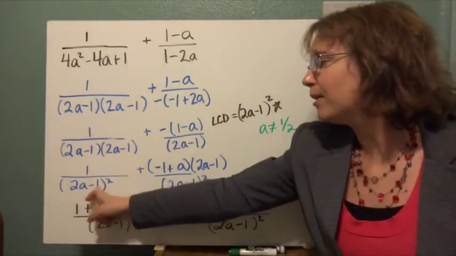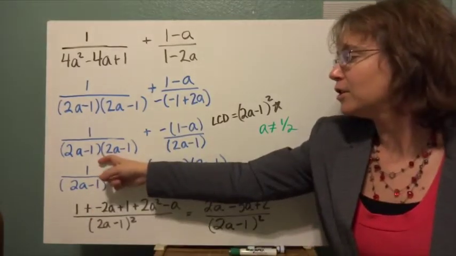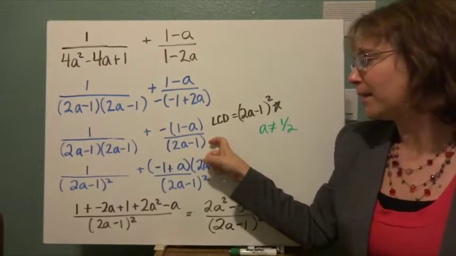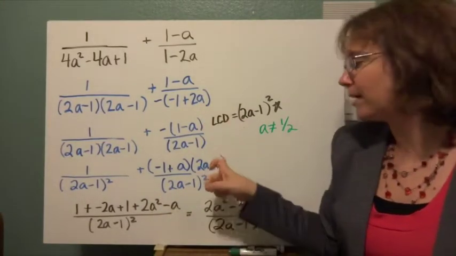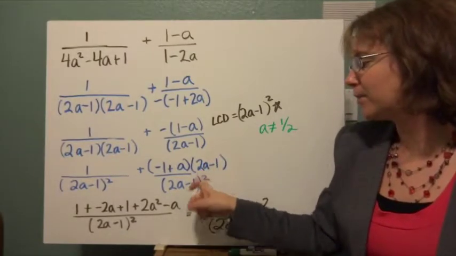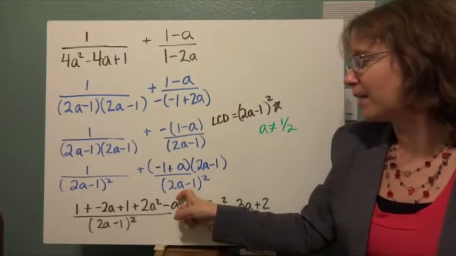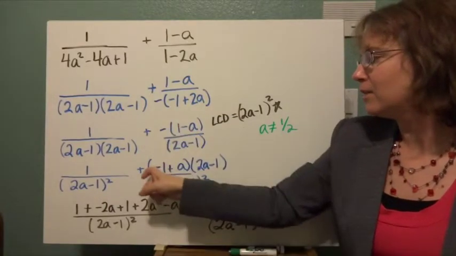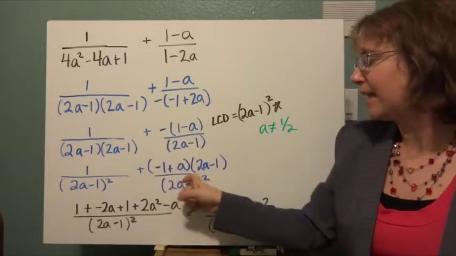So I have 1 over 2a minus 1 squared. I just rewrote that as squared. And I multiplied this by 2a minus 1 and the numerator by 2a minus 1. So my 2a minus 1 is right here, and I just squared the denominator. And I distributed the negative. So negative 1 plus a.